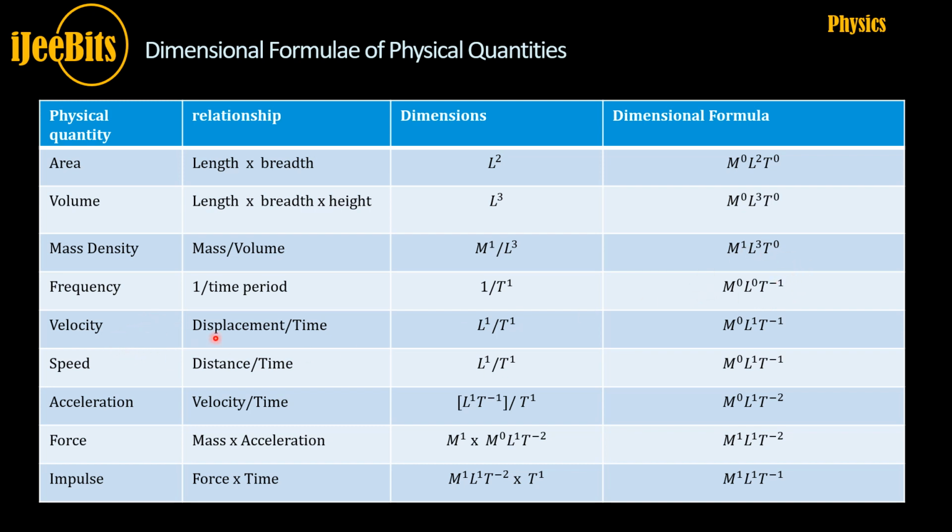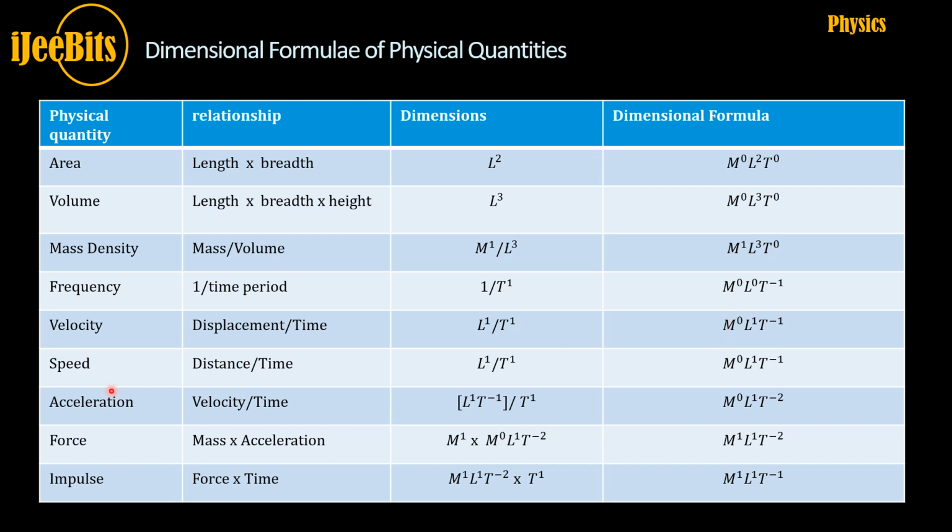Similarly, you look at a velocity. Velocity means displacement by time. Dimension for displacement is what? L. Dimension for time is t. So L by t is your dimensions for velocity, right? So if you can make it like a formula, m power 0 L power 1 t power minus 1, because velocity is not depending upon mass, and hence the power of mass is always 0, m power 0, right?